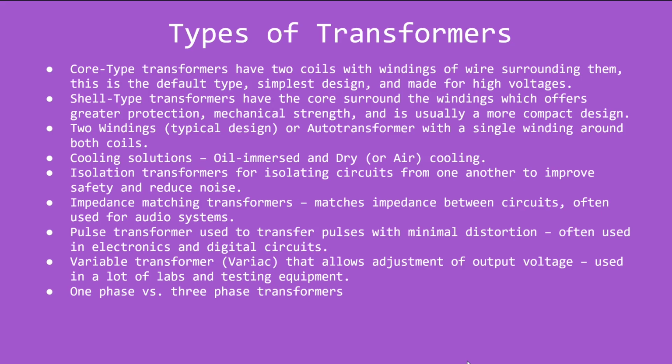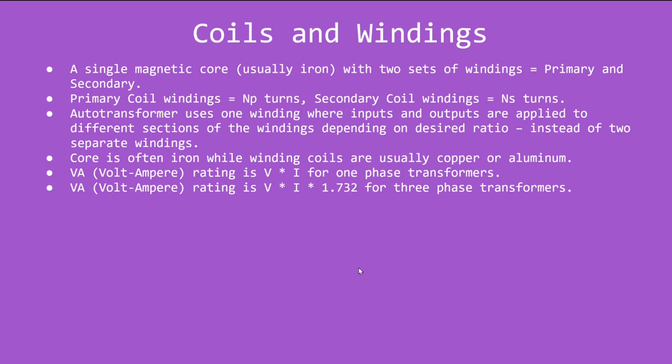We've also got transformers that are either one phase or even three phase. And we'll be talking about one phase and three phase in a future video. Now, in terms of coils and windings, the simplest thing is to take a single magnetic core, usually made of iron, and you have two sets of windings on either side, primary and secondary.